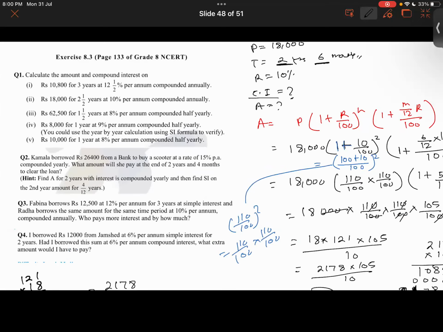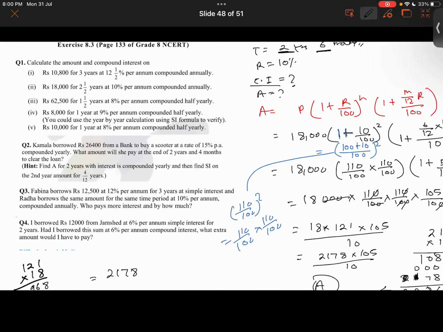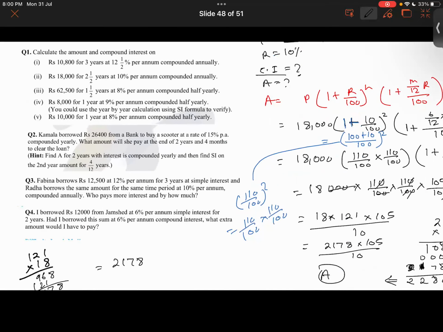See question number 4. What does it say? Read the question. What values are given? So question number 4, right? Rupees 8,000 for 1 year at 9% per annum compounded half yearly.